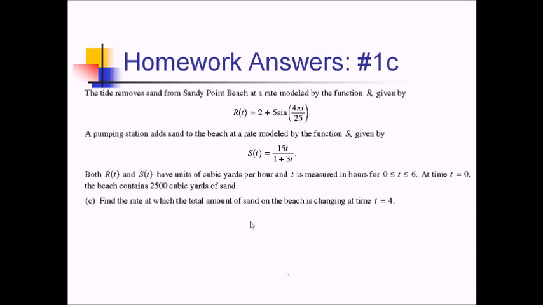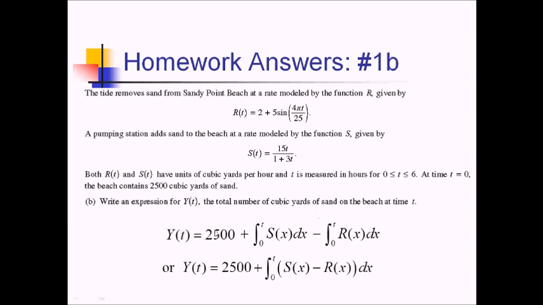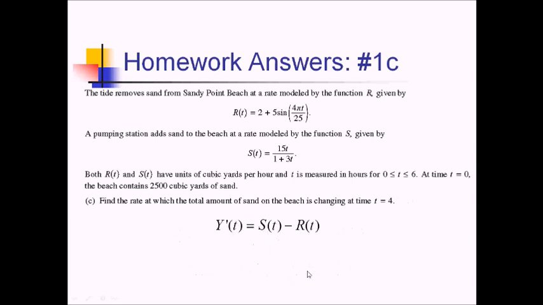For this part of the problem, they want the rate at which the total amount of sand on the beach is changing at time 4. So here was the overall amount of sand at any given time. So I just need to take y prime now to figure out the rate at which the sand is changing. That gets rid of this 2,500, and then just plugging in t using our fundamental theorem, we just end up with y prime equals s of t minus r of t. Another way to think about it is, if you want to know the rate at which the total amount of sand is changing, it's just going to be rate in minus rate out.